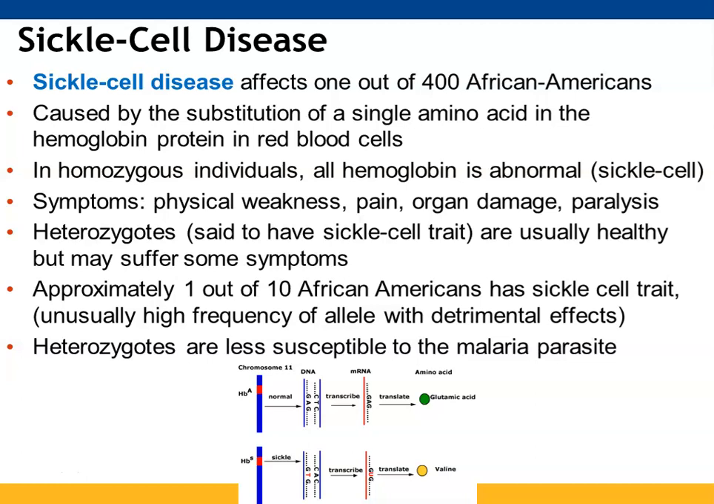And what is pretty wild about this, 1 out of 10 African Americans tends to have the sickle cell trait, which is pretty high. But if you are heterozygous for this particular disease, you are going to be less susceptible to malaria. So, although sickle cell is not something that any individual would want to have alleles for, that is one positive out of having an allele for sickle cell.